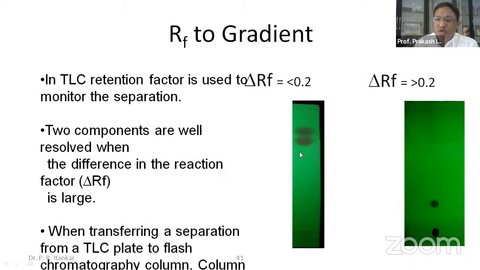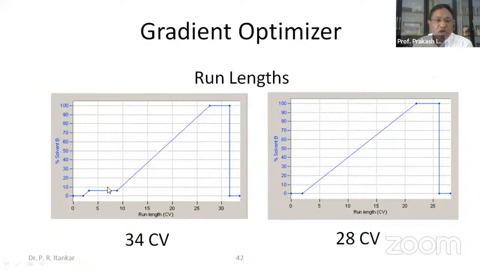So RF to gradient, this is possible. For two components, if the ratio of their RF values is less than 0.2, then monitoring the separation of that is quite possible. So closely placed constituents on the TLC plate can also be separated by noting their delta RF. The run lengths can be either in the form of a time or in the form of column volumes.